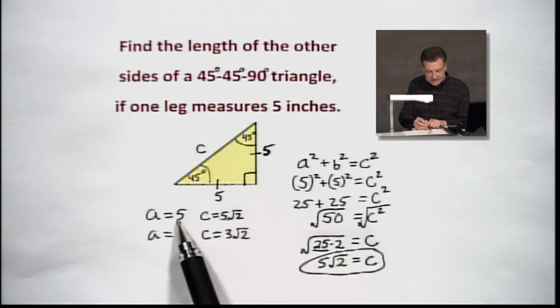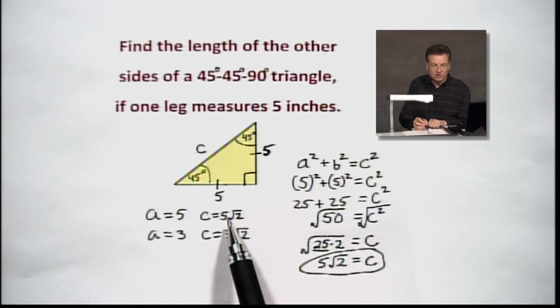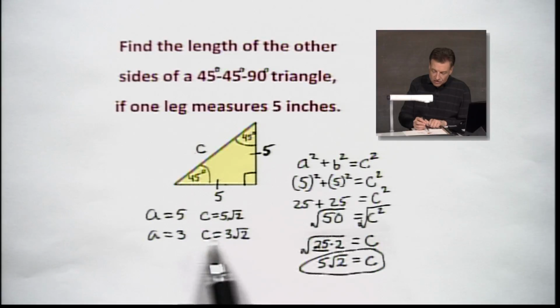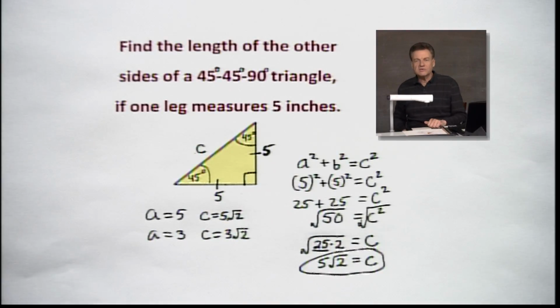Notice we just slip and slide from 5 to 5 square roots of 2. These are square roots, not cubed or fourth roots. We're just at square root land here. And 3 goes to 3 times the square root of 2. I bet if I put a 6 in for a, I'd have 6 times the square root of 2. Sounds like a formula in the making.